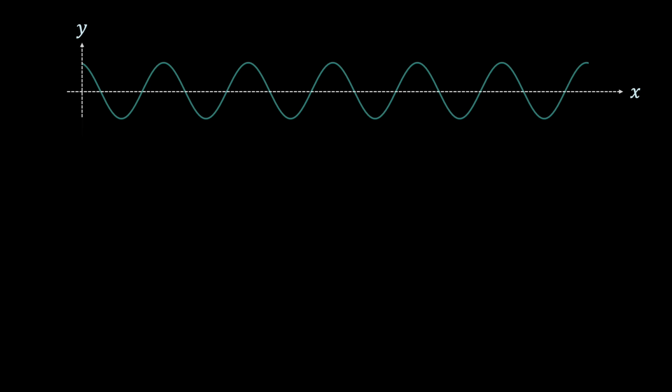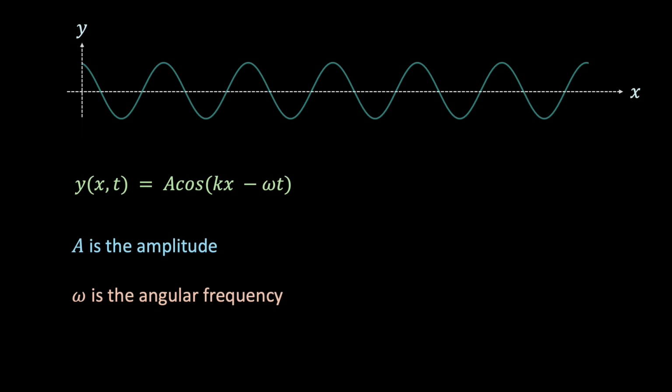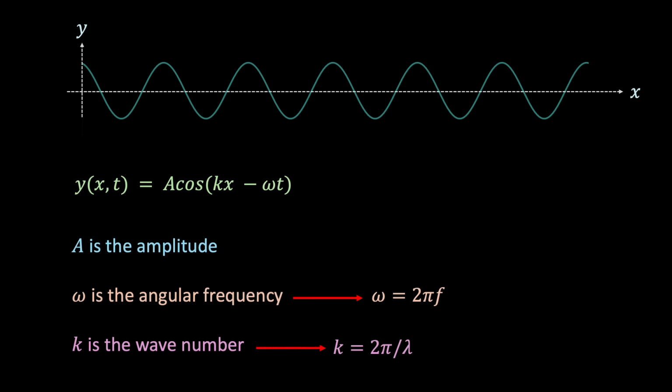Now, we can describe the displacement of a wave in the y direction as a function of position x and time t according to the relation y of x, t equals A cos(kx minus omega t), where A is the amplitude, omega is the angular frequency, which, if you recall, is related to the oscillation frequency f, and k is the wave number, which defines the spatial frequency of the wave, and is related to the wavelength by the relation k equals 2 pi over lambda.